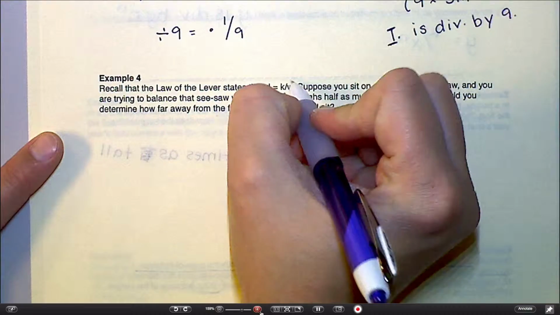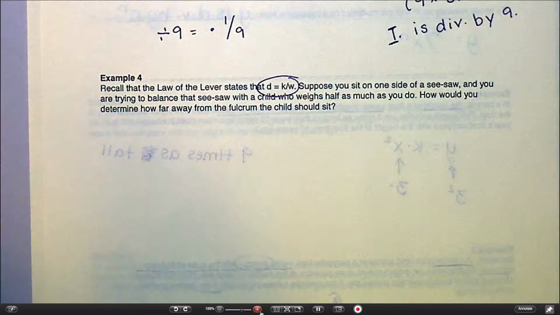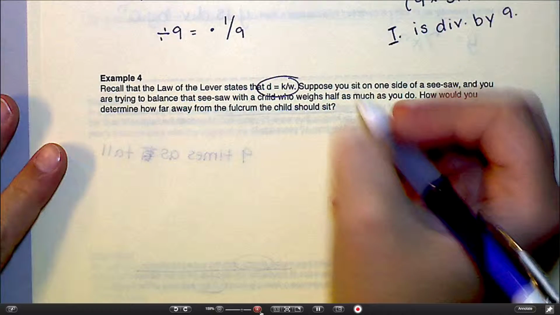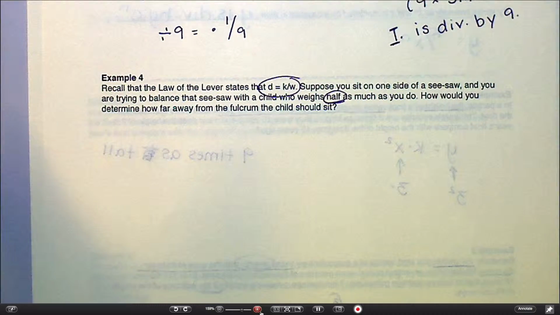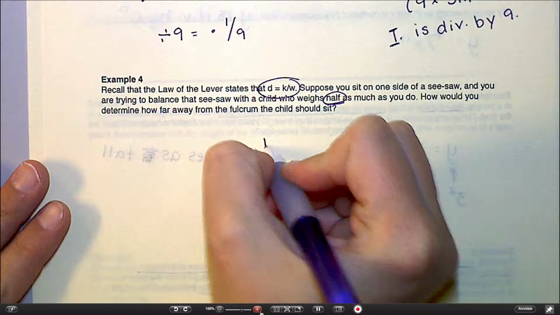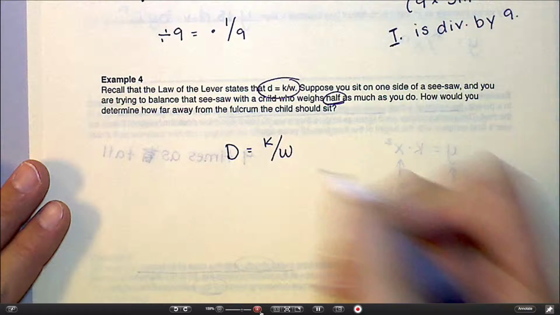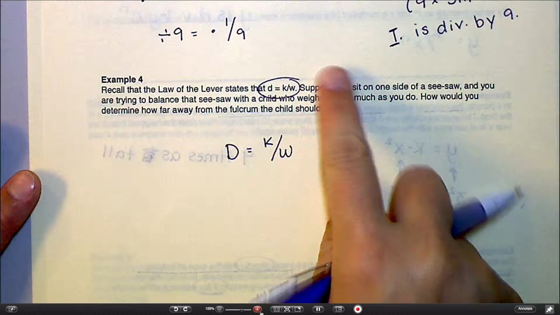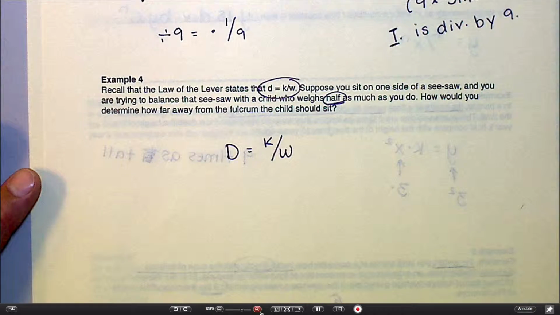Once again, they give you that general equation. You sit on one side of a seesaw and you're trying to balance that seesaw with a child who weighs half as much as you do. Okay? How would you determine how far away from the fulcrum the child should sit? So again, I'm not actually asking you to calculate because I'm not giving you like the child weighs this and you weigh this. I'm just telling you the relationship between the two. So here's my general equation. What effect are we having? What are we doing here?